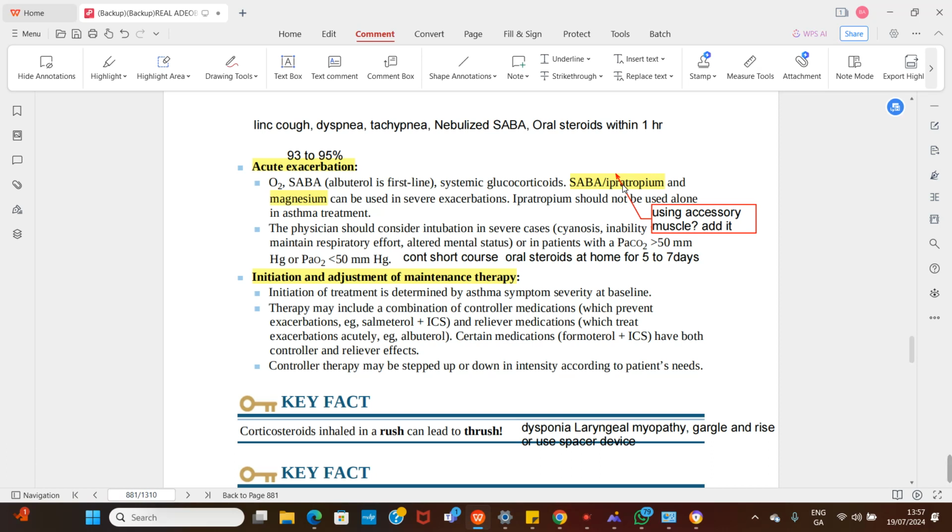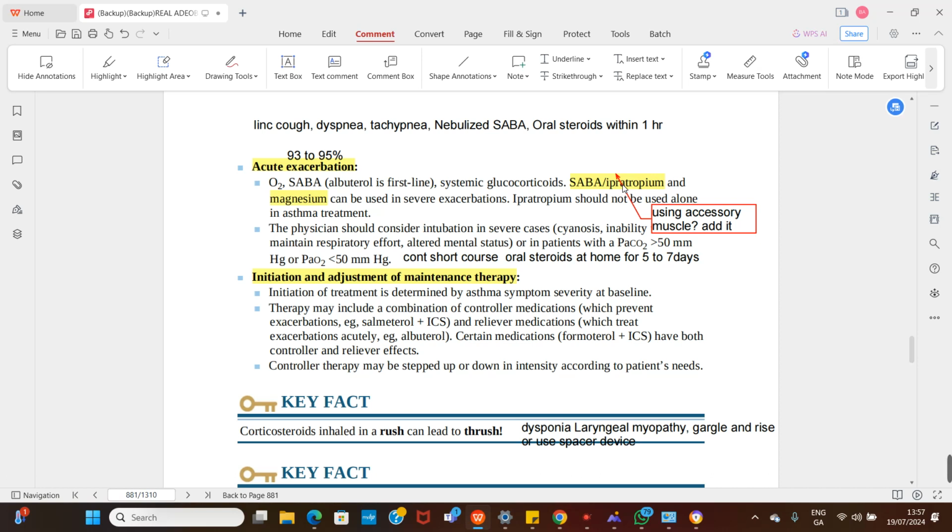But we know that most of the time in our exam, if they are not testing the first line treatment, which is using your SABA or your glucocorticoid, they would want you to know what to do if the patient is having impending signs of respiratory failure. For example, if the patient is already getting cyanosis, having difficulty maintaining respiratory effort, the pH will start decreasing, your PCO2 will start normalizing or increasing. You know that this patient is already going, and the sensorium is going to start getting altered.